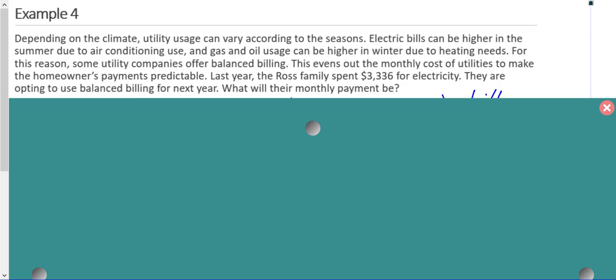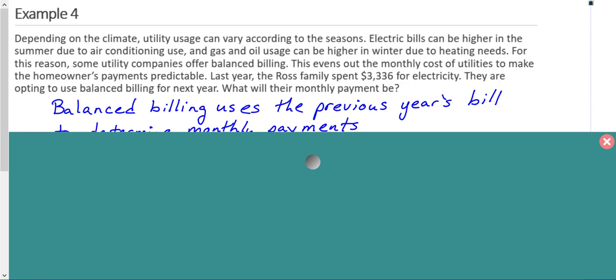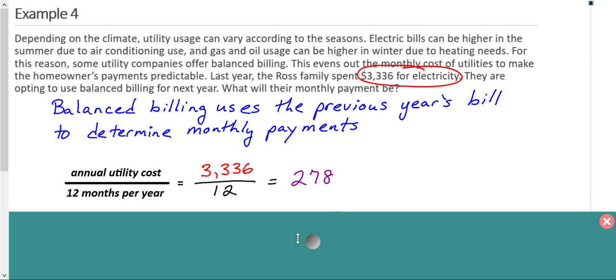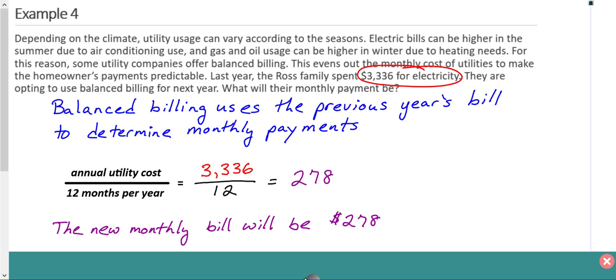And the way they do this is they take the amount that you spent the previous year and they break it into a monthly amount by dividing it evenly into 12. So in this case, the Ross family spent $3,336 for electricity last year. So this year they're going to take that amount and divide it by 12 to determine how much their bill is going to cost each month. So their bill is going to be $278.